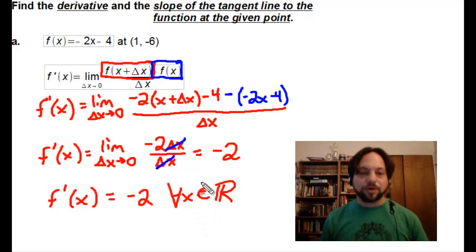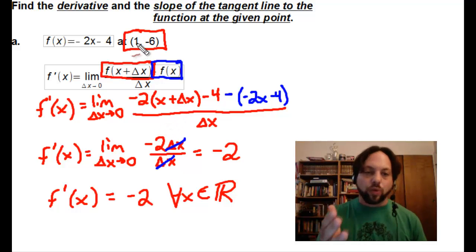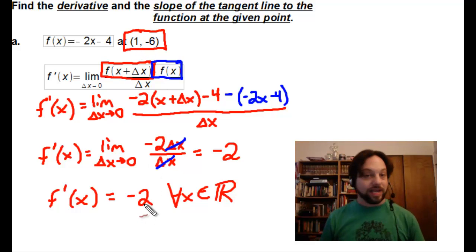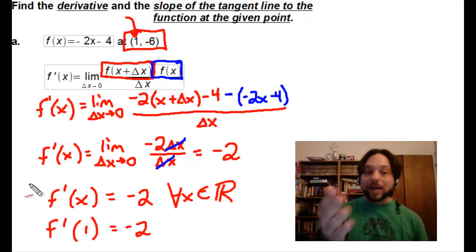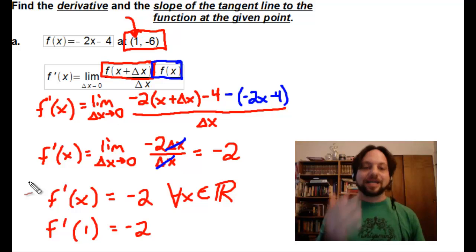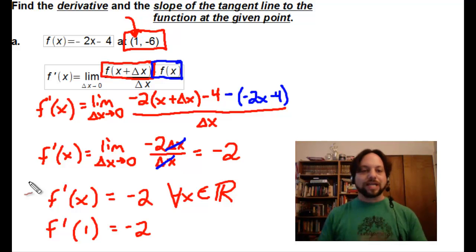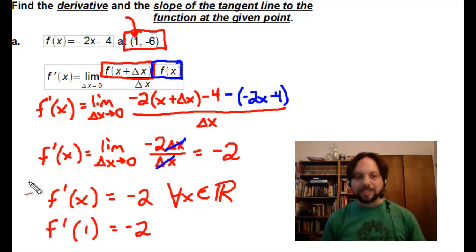So let's move on to the second part of this example. What is the derivative at the point 1 comma negative 6? Well, all you need to do is just plug 1 in for x. And there is no x. So there we go. The derivative of this function at 1, at x equals 1, remember that's where we're looking, is simply equal to negative 2. Go ahead and graph it. See if it seems right to you. When you graph it, you're going to get a line. That line has a slope of negative 2. And so the derivative of that line at the point 1 comma negative 6 is negative 2.